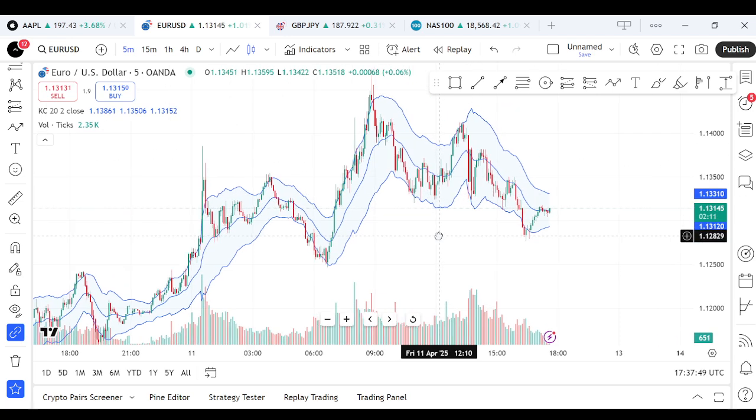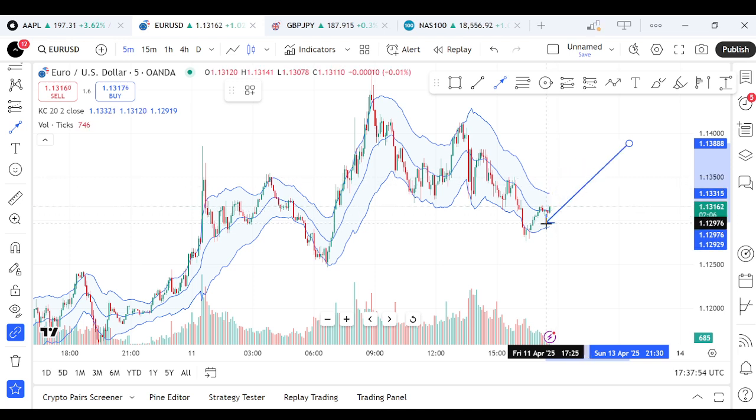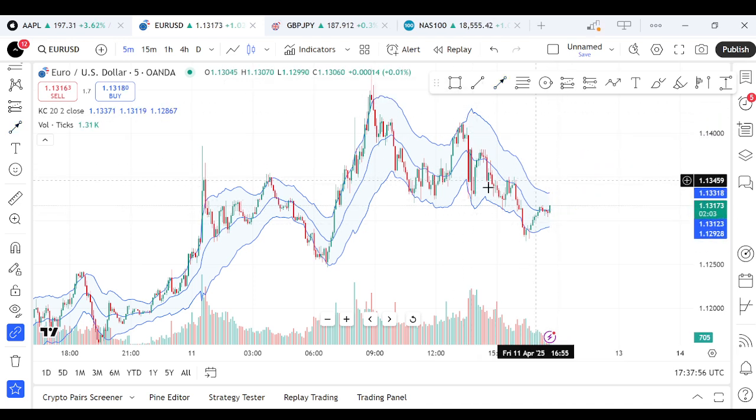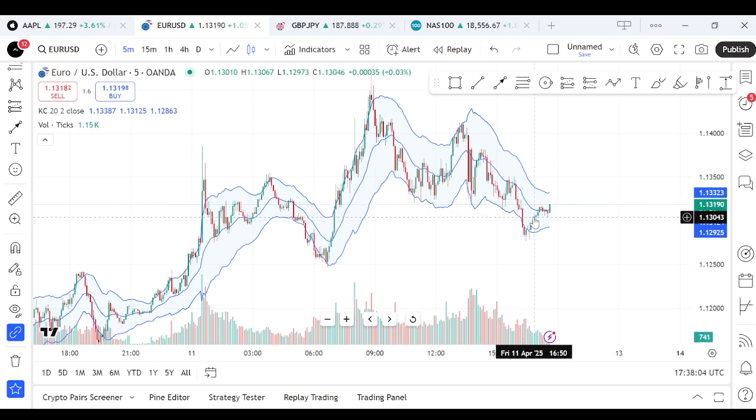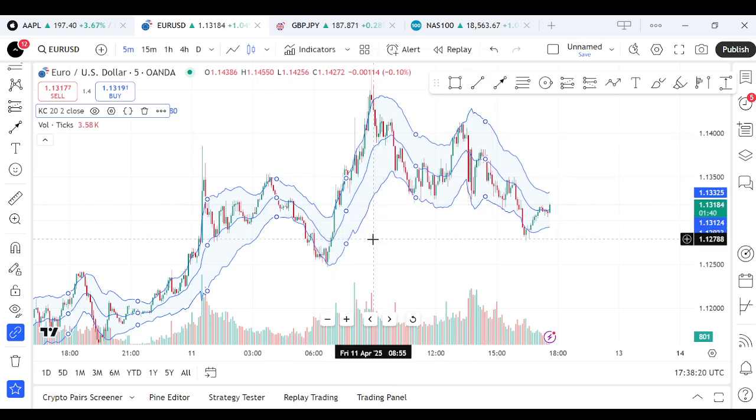Now the middle line is typically a 20 period moving average. This is the middle line here. This is the upper band and this is the lower band. It's just a 20 period exponential moving average that tracks the average price over a set period. The upper and lower bands are calculated by adding or subtracting a multiple of the average true range. The multiple we're talking about can be set. The standard and default is 10. The ATR length is 10. So either by adding or subtracting that default multiple from the middle line, this gives us the upper and lower band.